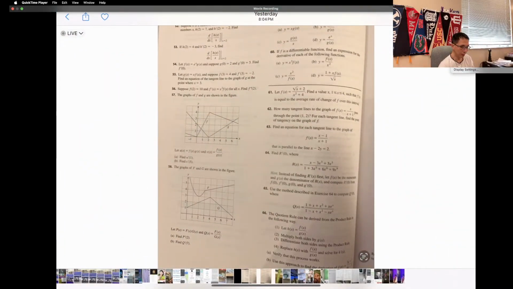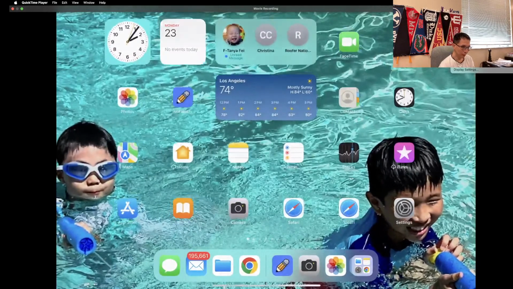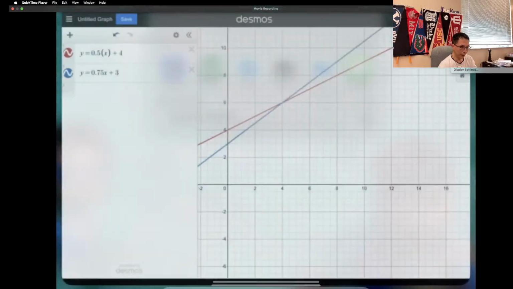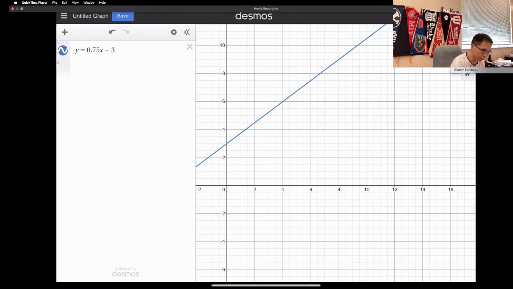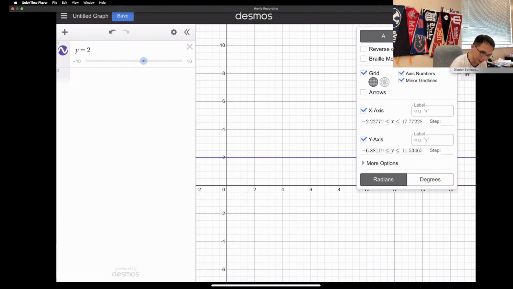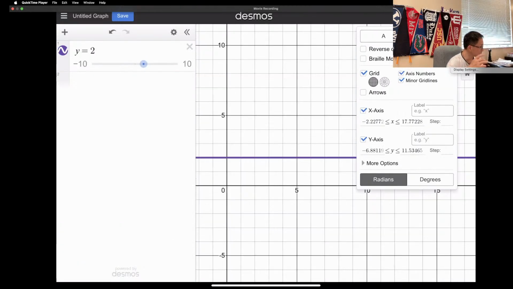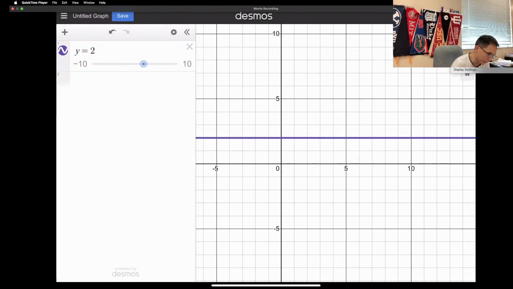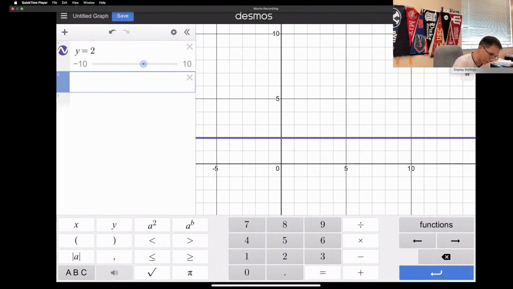So for example, right here, I'm going to type in a function. I'm just going to type in y equals 2. Okay, and I'm going to click on this, and you should get your computer out and try to type it in the way it is, so you can see what's going on. You can use your cell phone if you want, but you have to have a Desmos app.